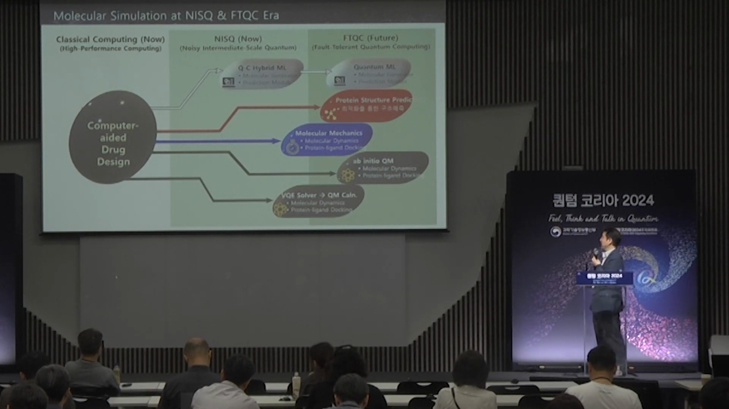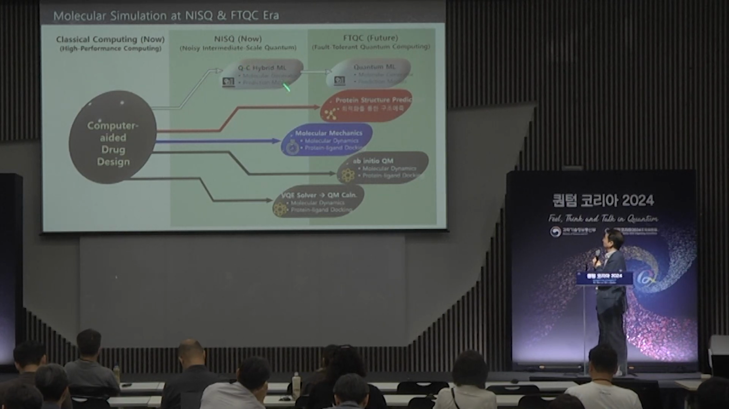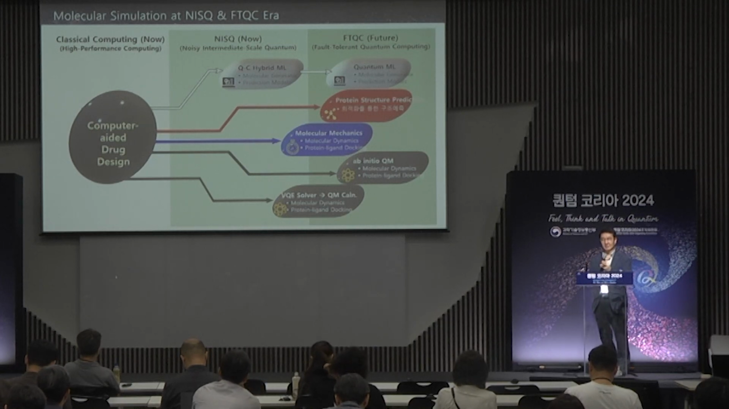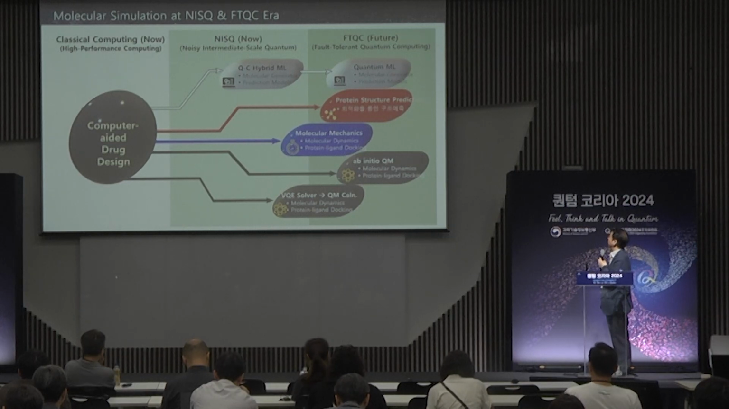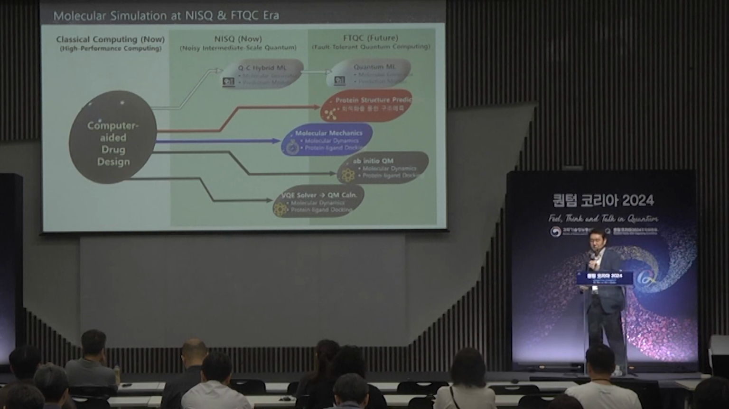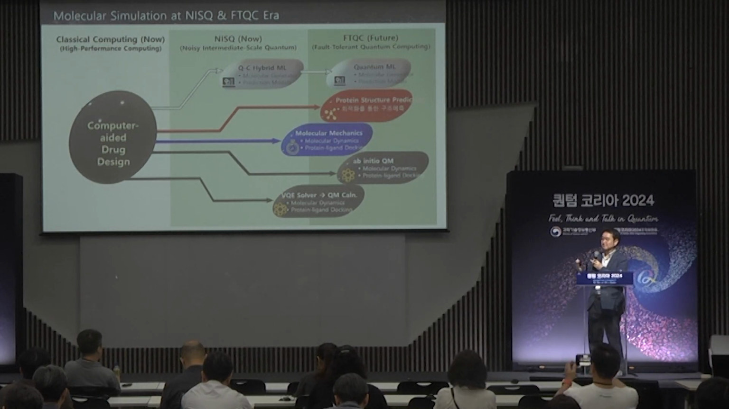So actually, in computer-aided design, we are here. We are now in the NISQ state. Now we can use quantum and classical computer hybrid machine learning models. There's a practical model at this moment, but we should move to molecular mechanics using a quantum computer, for example, molecular dynamics and docking. I think at the end of this NISQ stage, we can introduce that kind of model for quantum computing. And finally, my dream is using a quantum computer for quantum mechanics-based molecular dynamics. I think that's the perfect model. That's my dream.